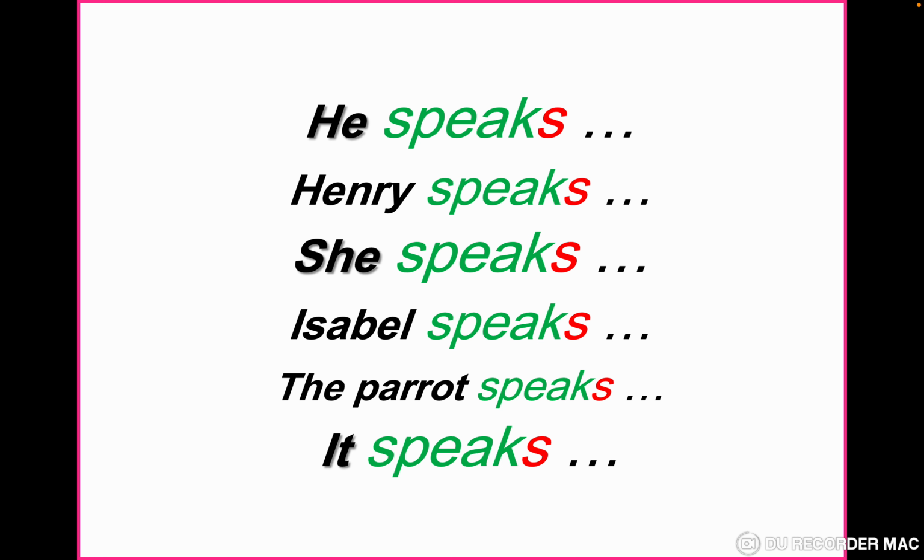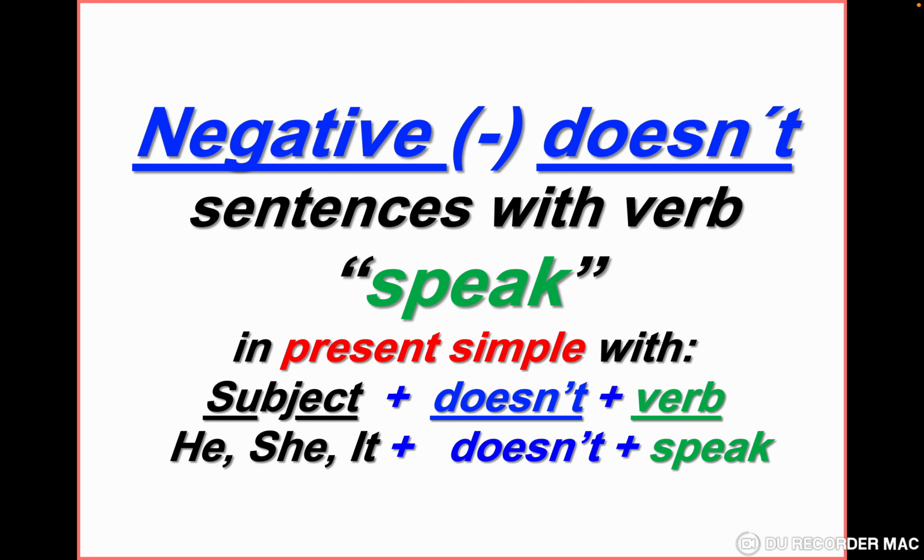Let's see more examples. The negative form in the present simple with he, she, it is with the word doesn't. Some students write don't. No, don't is not correct. So he doesn't speak. She doesn't speak. It doesn't speak. We notice that speak is with he, she, it, but it doesn't take s. Why? Because we have doesn't. So when we have doesn't, the verb doesn't take s with he, she, it.